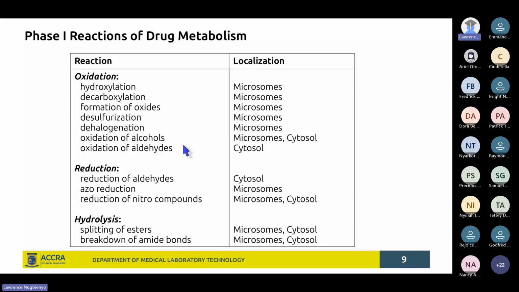We'll take a look at these types of reactions. Even if not all of them, most of them we will look at. And then reduction can be reduction of aldehydes, azo reduction, reduction of nitro compounds.